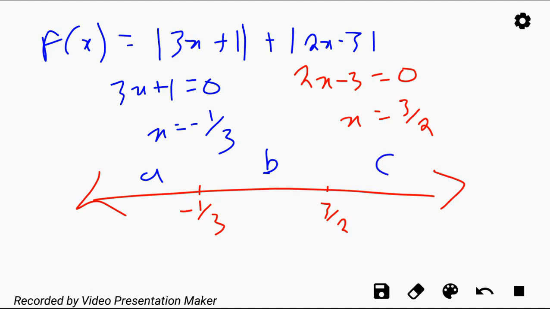Region A is simply values of x that are less than negative 1 over 3. Region B is where negative 1 over 3 is less than x, but x is less than 3 over 2. And then region C is where x is greater than 3 over 2. So for each of these intervals, you must have a graph to define the behavior of your piecewise, of your modulus function.